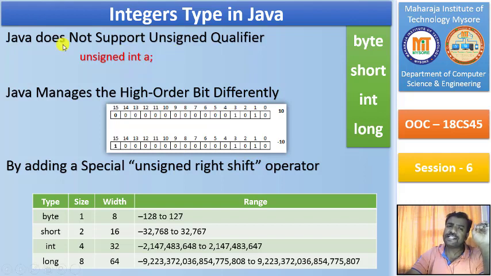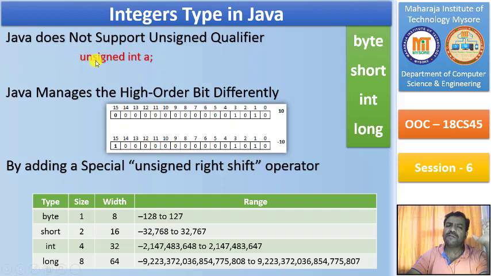Yes. But when I say unsigned int a in a C or C++ program, this means a is able to hold only positive values. Negative values are not supposed to be stored in this variable. Hence, that is what we call an unsigned qualifier. Now there is no such qualifier in your Java program. You can just say int a. There is no keyword called unsigned, hence there is no unsigned qualifier.